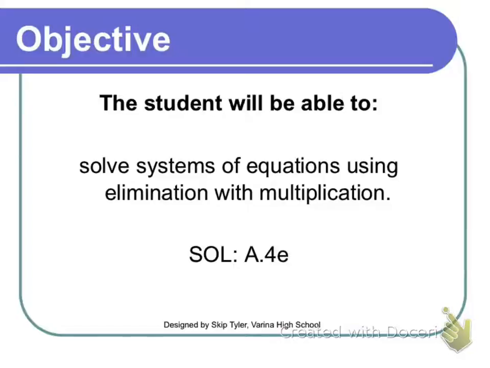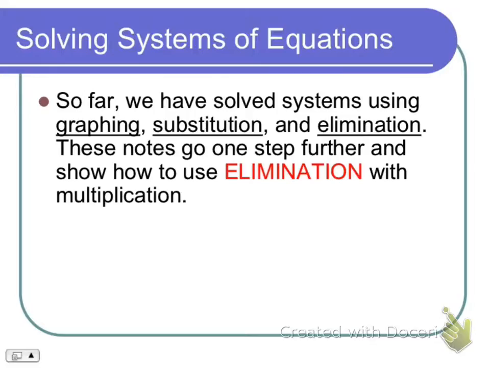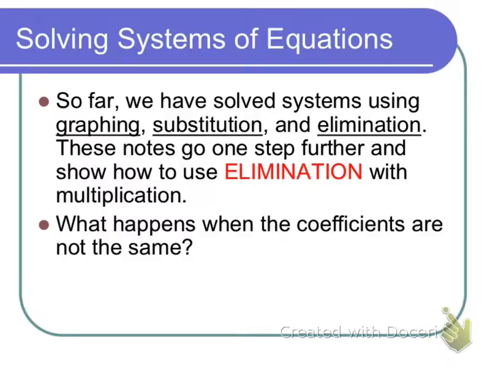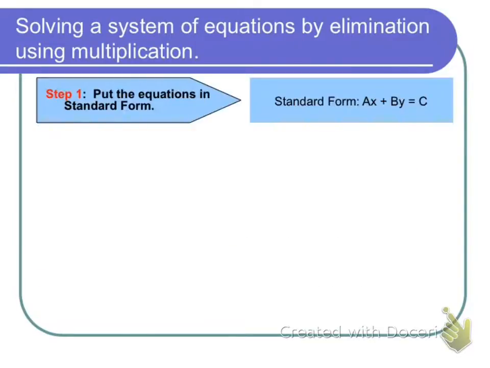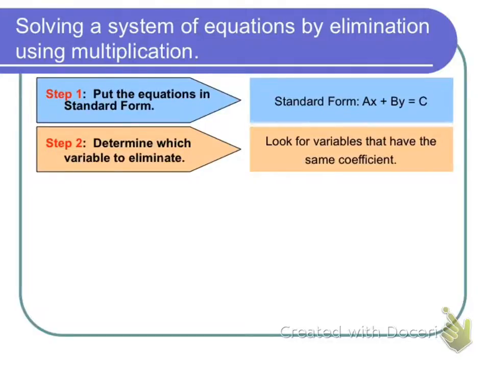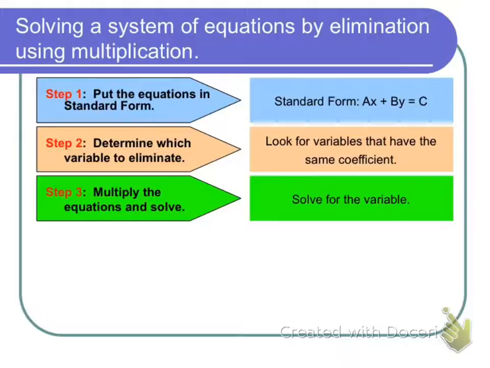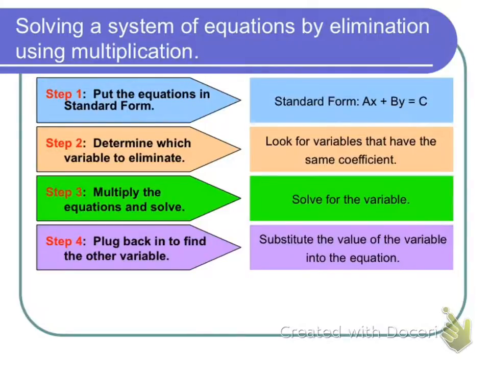Okay, another example that we want to look at is having to use multiplication. So far we've done graphing, substitution, elimination, and one step further is to find the least common multiple to actually change the coefficients to be the same. Okay, so we already know this. You don't have to write these down. We're looking for the variables that have the same coefficient, and you solve for the variable.